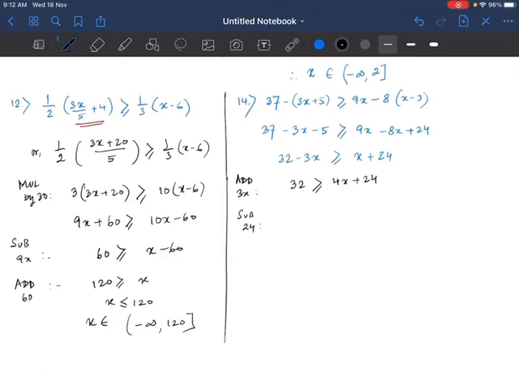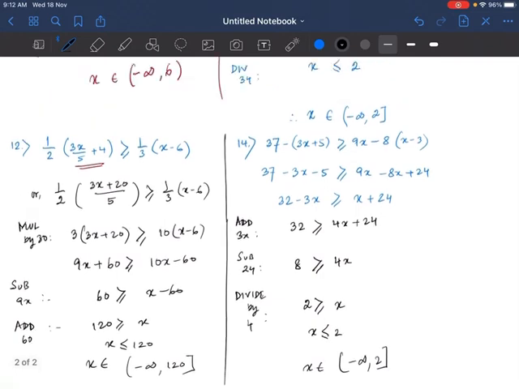So if I subtract 32 minus 24, it is 8, greater than or equal to 4x, and 24 goes away because we are subtracting by 24. So how to remove this 4? I will divide both sides by 4. If I divide by 4, we have 2 greater than or equal to x. So the range is x is an element of (minus infinity, 2]. This is what we have.